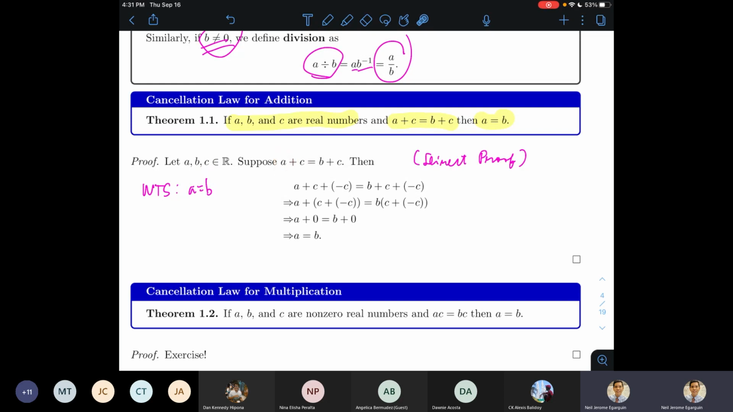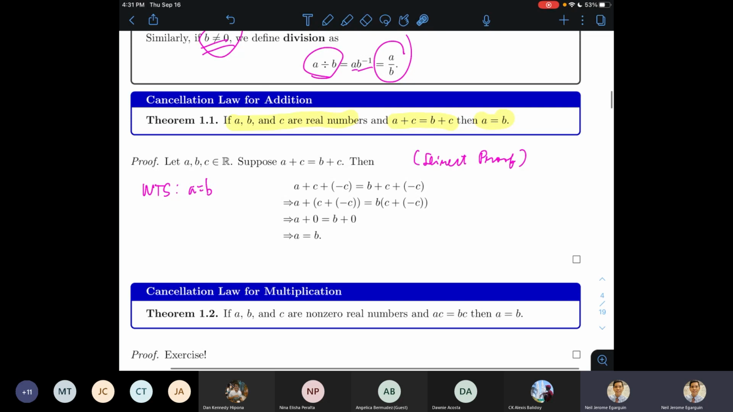Yes, because A plus zero is equal to A. Because of axiom, what was that axiom? Yung axiom on the existence of additive identity, right? So that's the flow. Ayun yung parang magiging analysis.